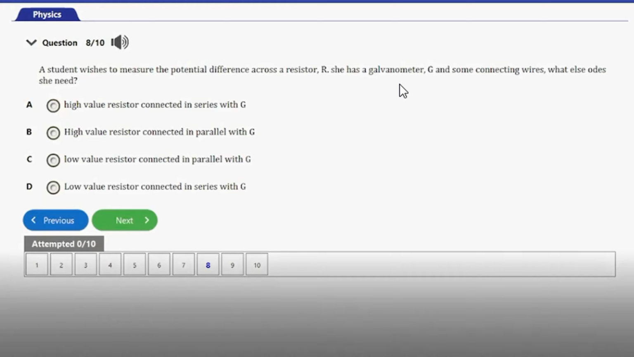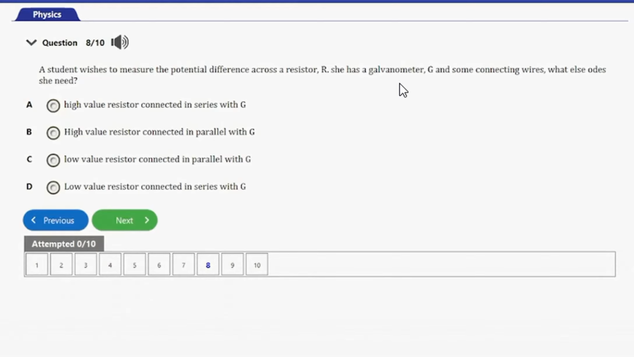It says, a student wishes to measure a potential difference across a resistor R. She has a galvanometer G and some connecting wires. What else does she need? We have A, high value resistor connected in series with G. So guys, obviously the answer to this question is A here already. When you want to make a voltmeter from a galvanometer, you actually need a high value resistor, and it will be connected in series with the galvanometer.